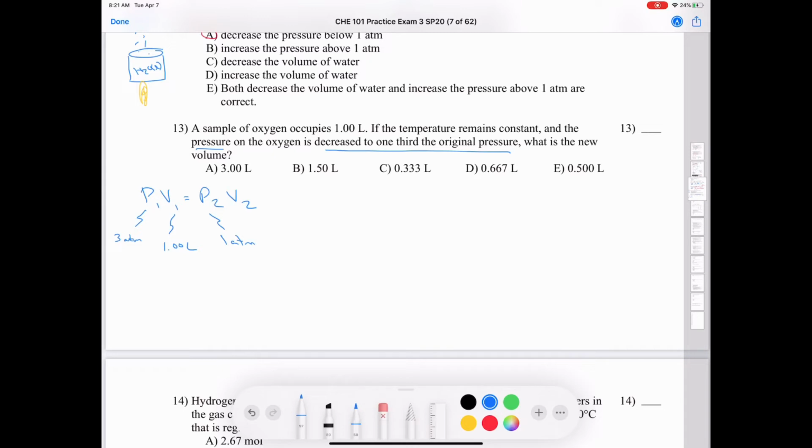So now I'm going to solve for my volume, so for my V2. V2 is going to be equal to P1 times V1 divided by P2. Now it's just a matter of plugging in our numbers. So we have our 3 atmospheres, and again we can assume unlimited significant figures there because I just chose that number arbitrarily, multiplied by 1 liter divided by 1 atmosphere. You can see that my units are going to cancel out, and I end up with my volume being 3.00 liters, which is A.